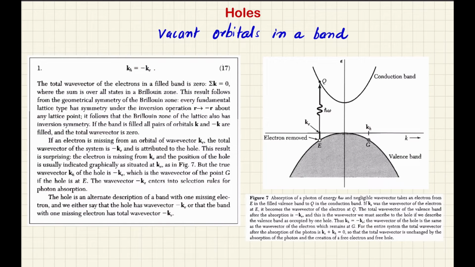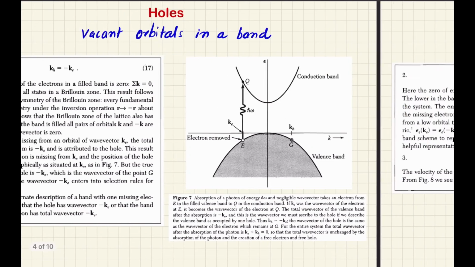Okay. Now, how do you represent it? You have one electron which is moved to the conduction band. So the hole has wave number minus ke, which is given by this point. This is the minus ke point, so it is formed at this point. This is one of the properties.